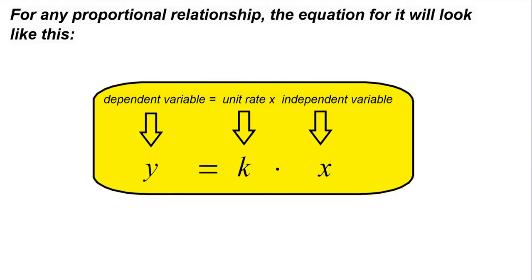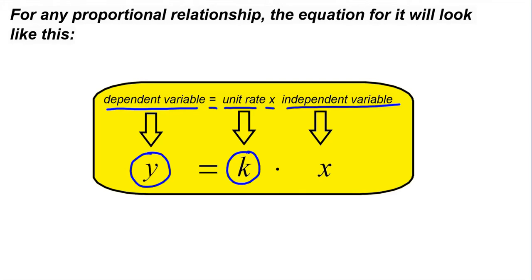For any proportional relationship, the equation will look like this. It's always going to be the dependent variable is equal to the unit rate times the independent variable. And that's a lot of words, so we abbreviate that in math. Our dependent variable is the y value, and we're going to call that unit rate k. So k, think k as in constant. We're not going to use a c here because in math c means something else. So they use a k because it makes the constant sound. So it's the constant unit rate, k, times the independent variable x.